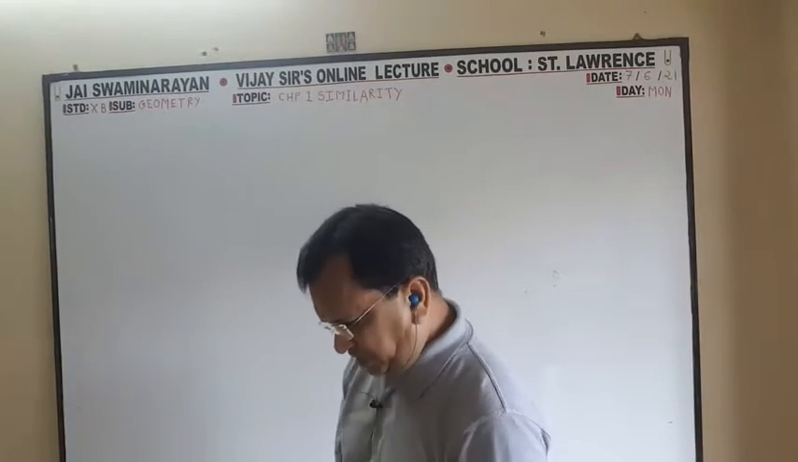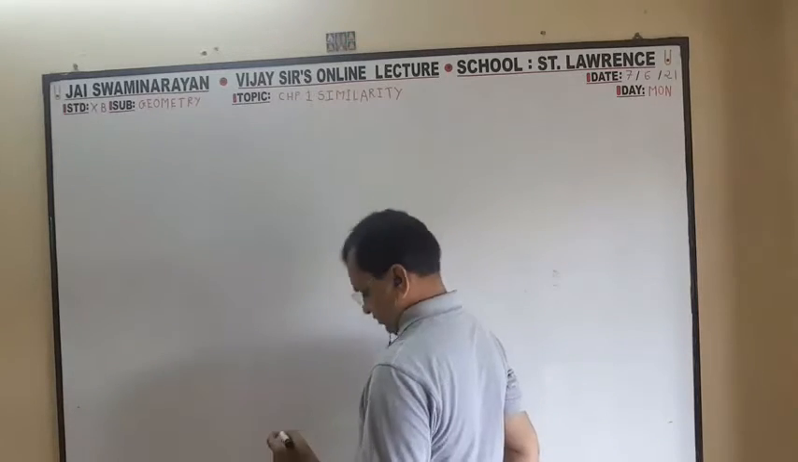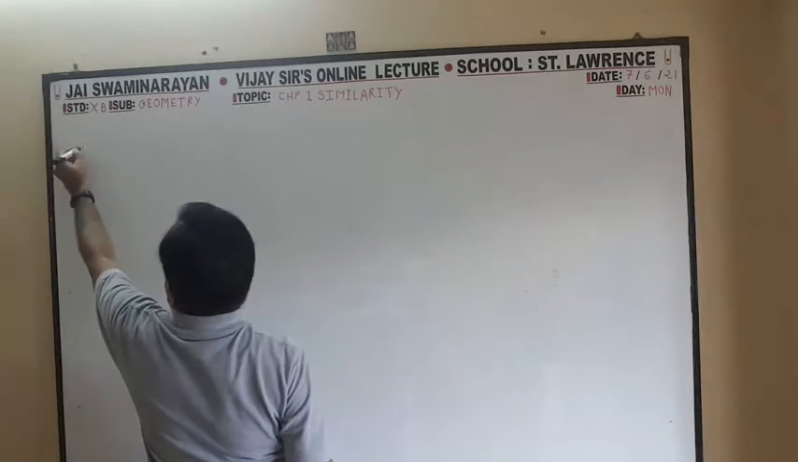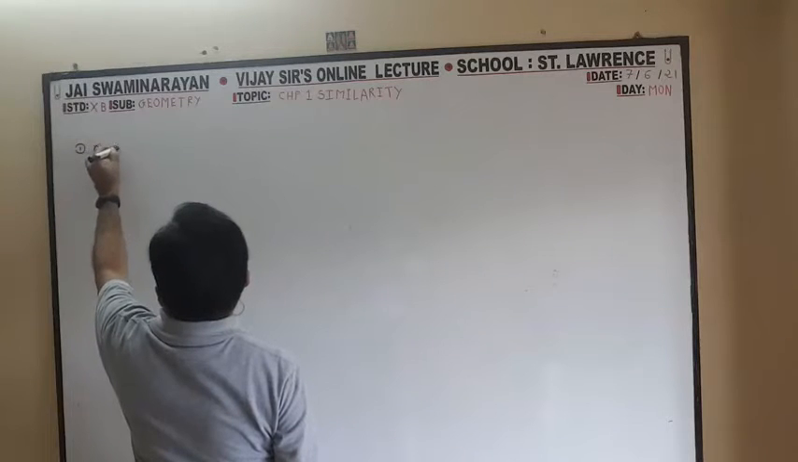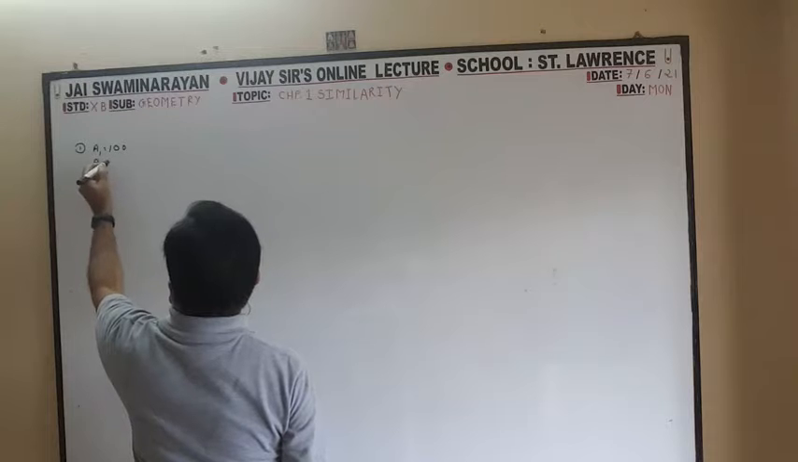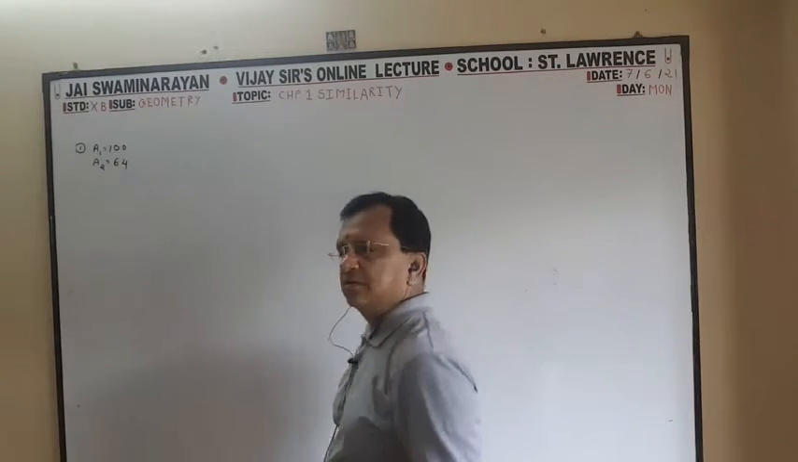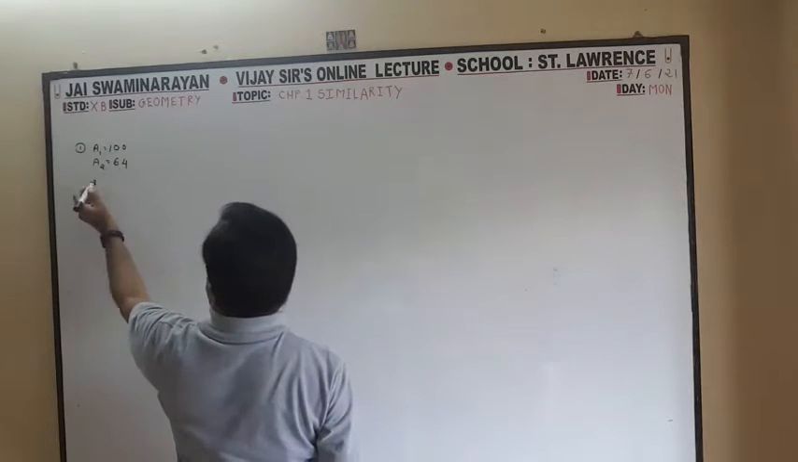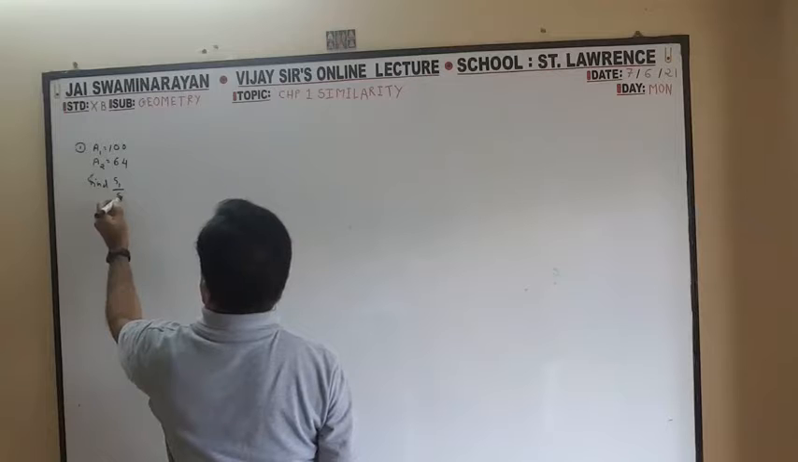Now, on this base, we will check some questions. For example, 1. Area 1 is equal to 100. Area 2 is equal to 64. So find S1, S2.